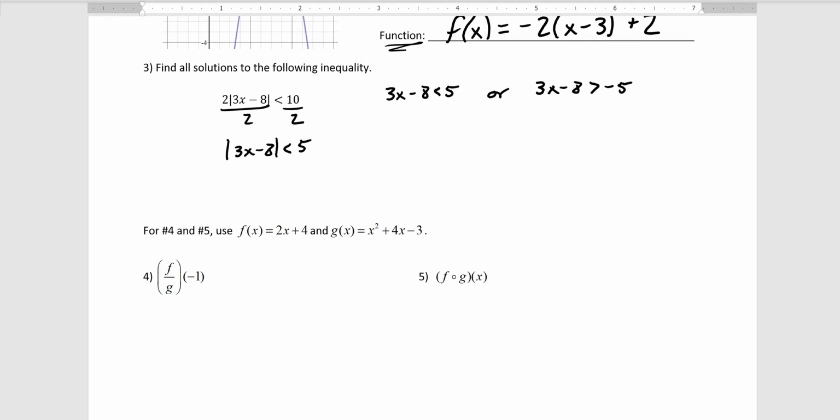Very good. So I add 8 here, so 3x will be less than 13, which means that x is less than 13 thirds. Or add 8 here, 3x is greater than 3, divide by 3, which means x is greater than 1. So we have these solutions here. Write it in interval notation. So this would be 1 to 13 thirds. Soft brackets since it's strictly less than and greater than. Excellent. And that's number 3.